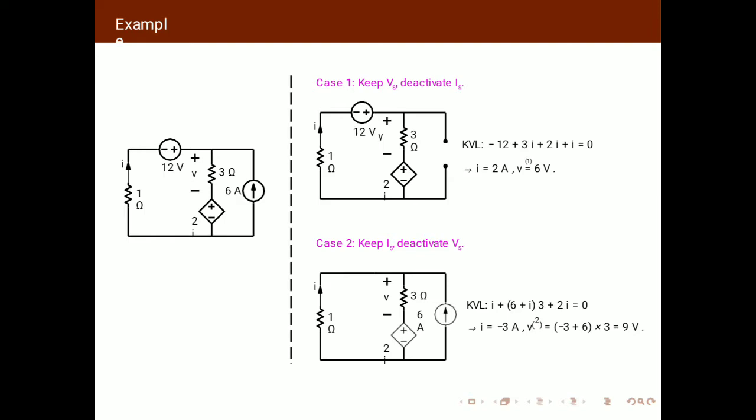So these are the individual responses for case 1 and case 2. In case 1 the voltage is 6 volts, and in case 2 the voltage is 9 volts. Both have the same current direction, so they add. Here the case 1 and case 2 voltages are added: 6 plus 9 is equal to 15 volts. So this is the example for finding the voltage using the superposition theorem.